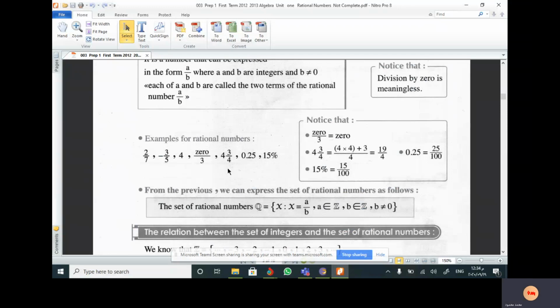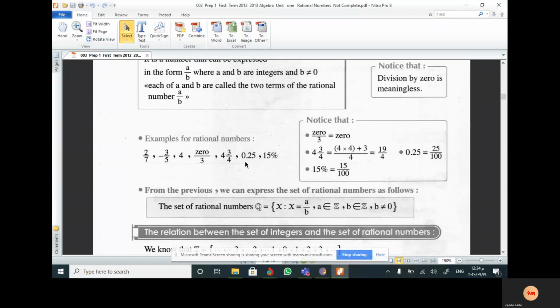Mixed number, 4 and 3/4, you can change it to the form A over B by multiply 4 times 4, it will be 16 plus 3, it will be 19. 19 over 4, shown on the side. 19 over 4 is an improper fraction, and in the form A over B, so it will be rational number.